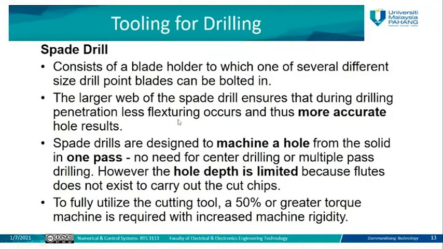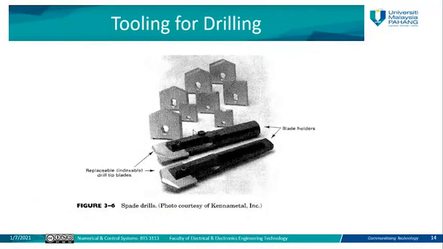They are also designed to machine holes in solid pieces here, with some limitation in terms of the hole depth. Such a type has a limitation in terms of the hole depth because, as we said, it depends totally on one plate, for example, which is fixed at the end of the drill itself. As you can see here, there is one blade and there is a blade holder. This is the blade holder itself, and these are the blades.